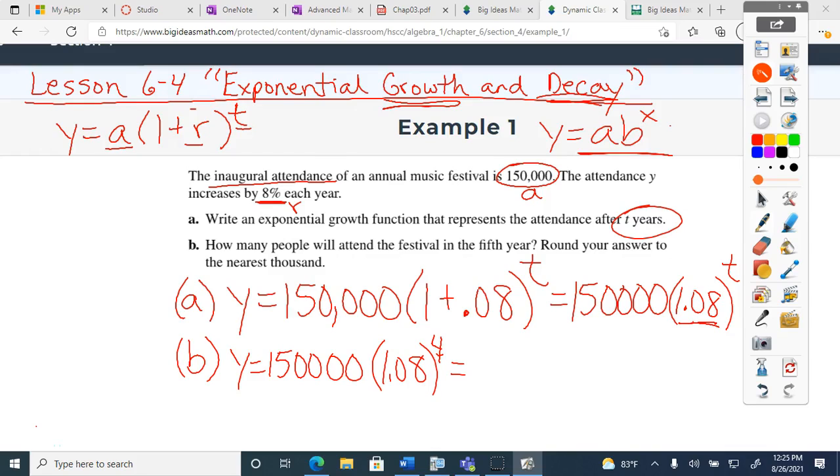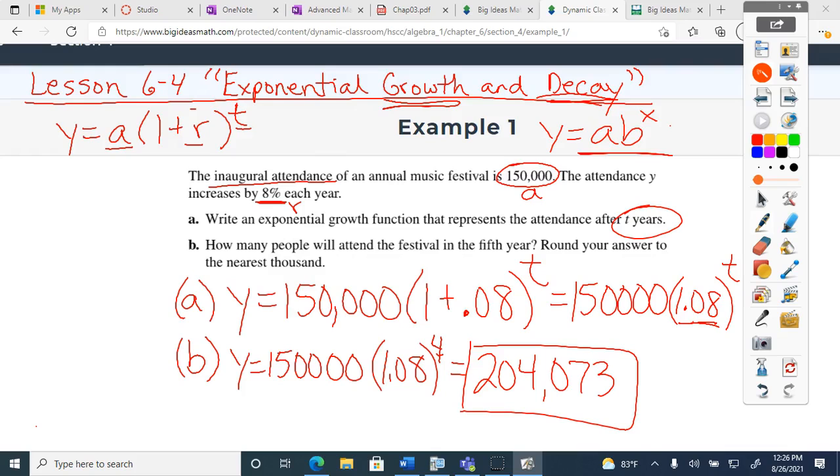So what is 150,000 times 1.08 to the 4th power? 204,073.34. But technically, you can't have 0.34 of a person, so we're just going to leave it as 204,073 people. Any questions? That is an 8% increase for 4 more years. This would be the 5th year. Questions on that? Pretty simple.